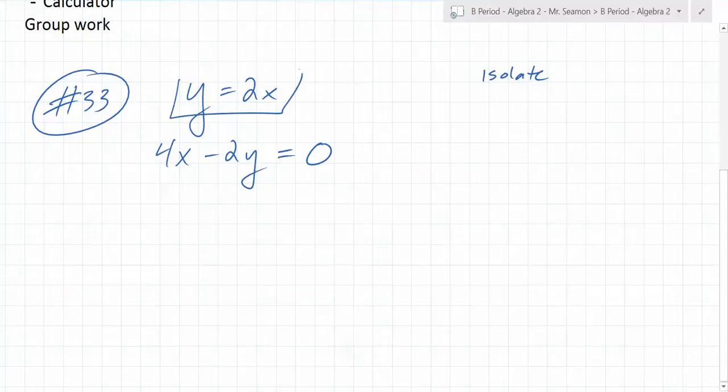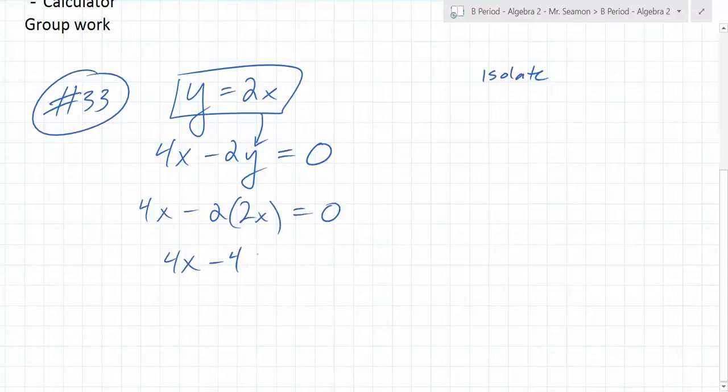What do we have? We have y is equal to 2x. So we plug that in. You get 4x minus 2 times 2x equals 0, which is 4x minus 4x equals 0, which is 0 equals 0. If you end up with 0 equals 0, what does that mean?